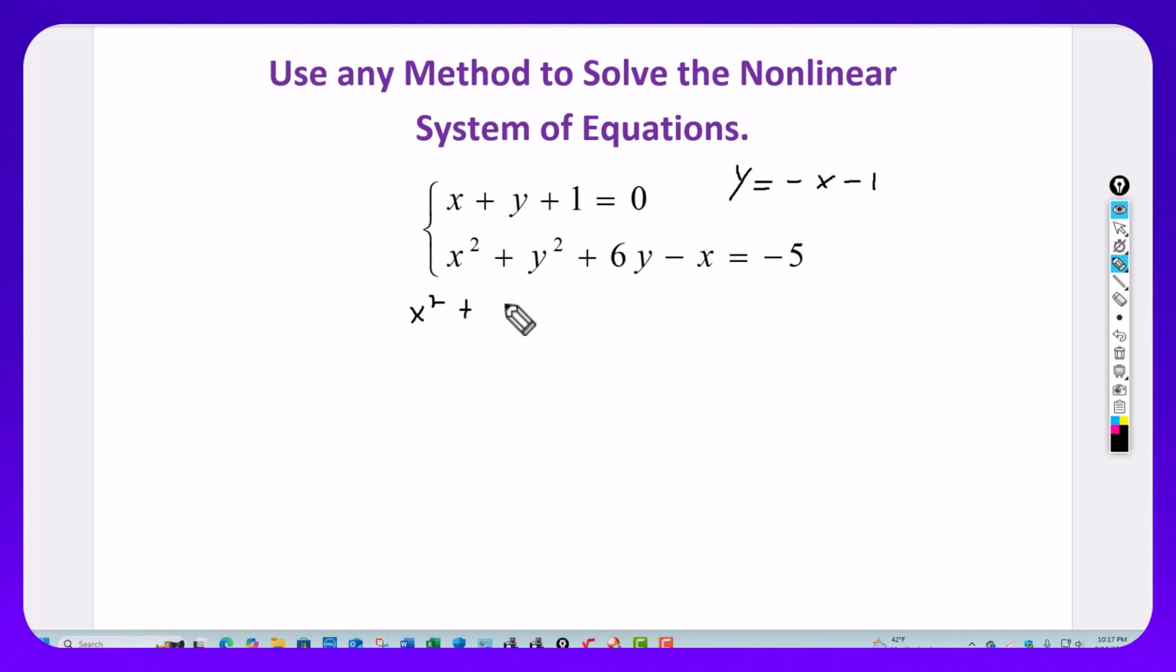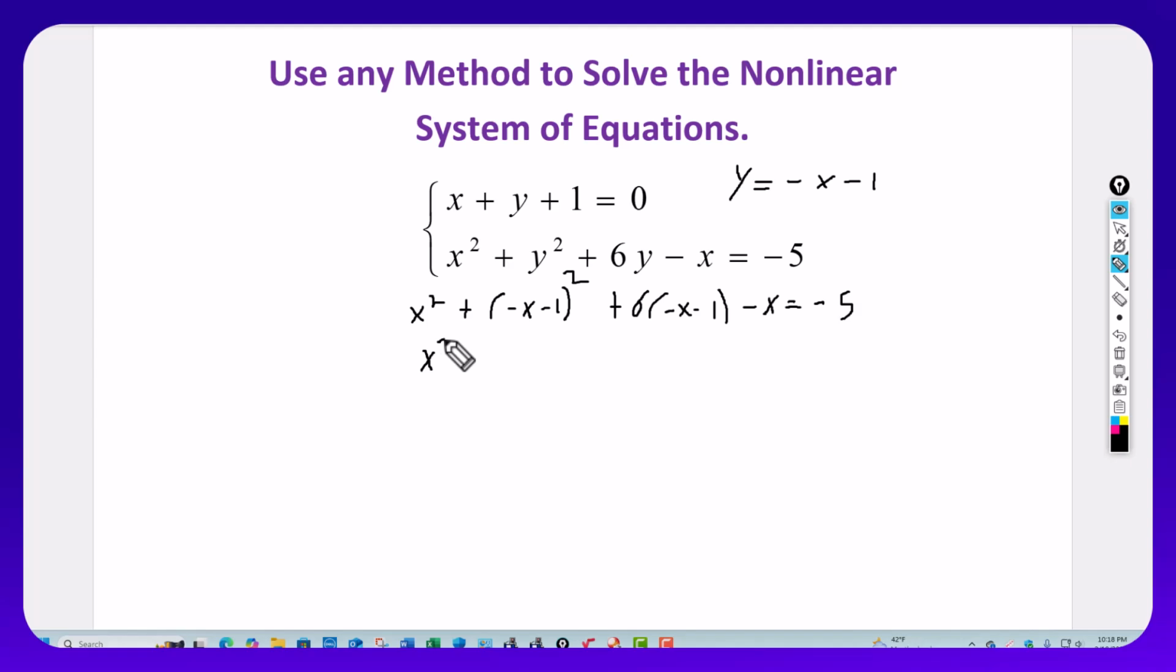I got x squared, and then I got a y coming up. So this y is replaced by minus x minus 1, quantity squared, and then I got plus 6, and then a y. That's replaced by minus x minus 1. And here we got a minus x, and that is equal to negative 5. So by making this substitution, I generate an equation involving simply the variable x. So I'm going to try to simplify this.